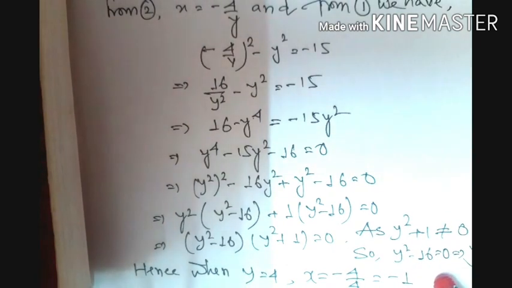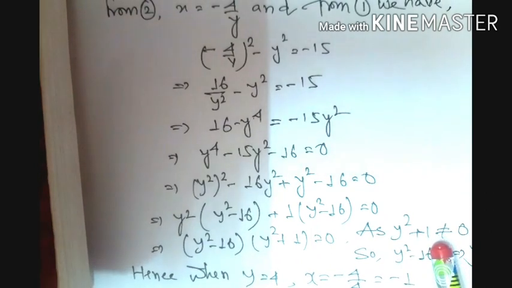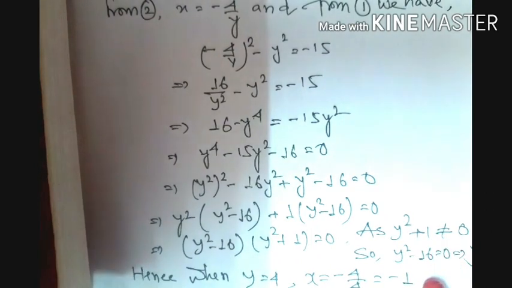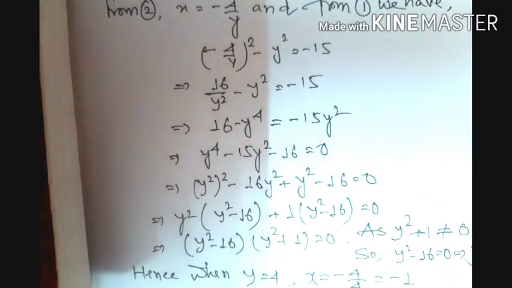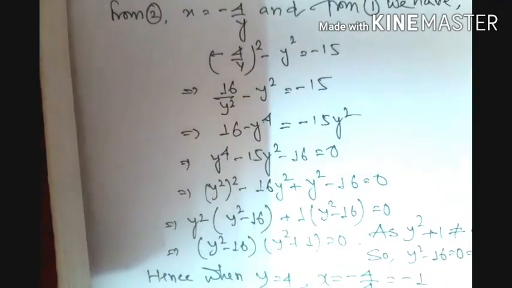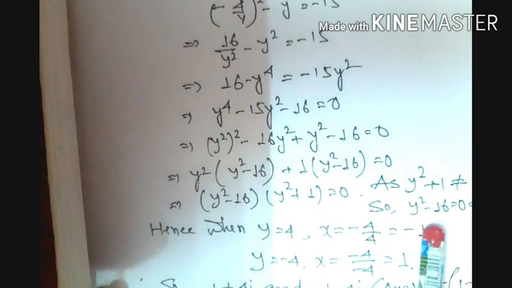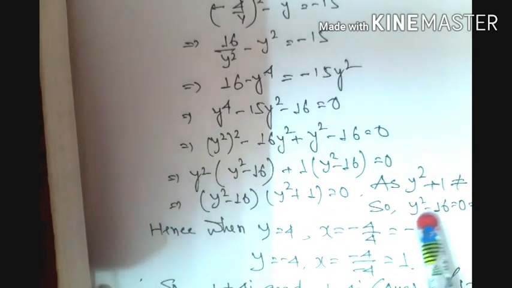But in x plus iy, x and y are both real, so y square plus 1 is not equal to 0. So the only possibility is y square minus 16 equals 0. If you solve it, what will be the value of y? One value is y equal to 4, and another is y equal to minus 4, because it can be written in a plus b into a minus b form. So (y minus 4) into (y plus 4).